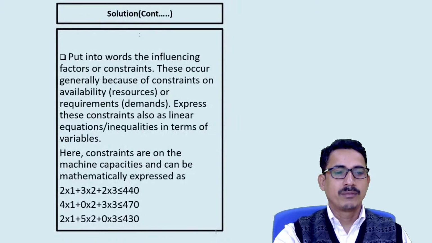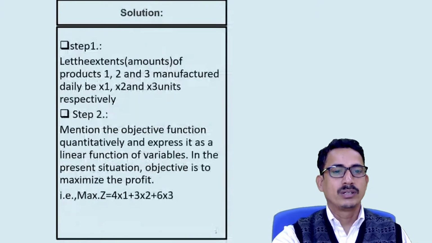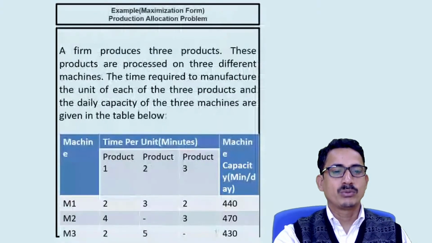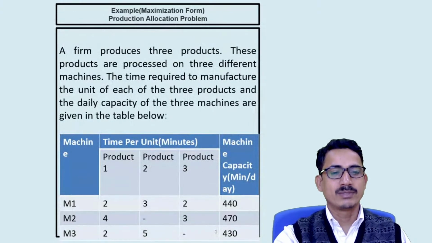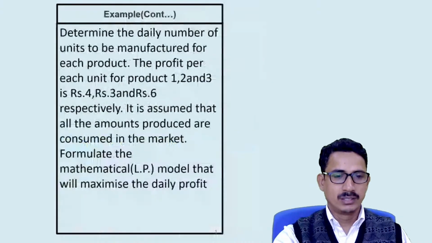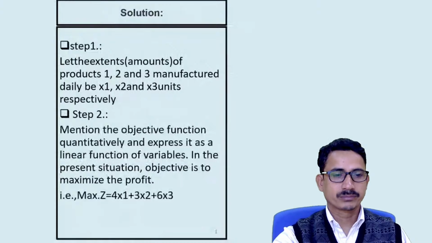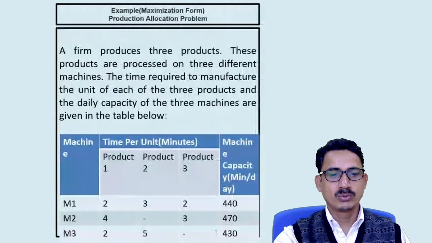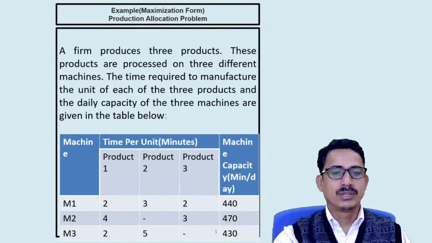Similarly 4x1 plus 0x2. Why 0x2? See this, because for product 2, machine 2 is not used. This value is given as a gap. Gap means you have to consider 0x2. Dash means 0, the coefficient is 0. Then plus 3x3 less than or equal to 470. And the last is 2x1 plus 5x2. Here again for product 3 you are not using machine 3. That is again 0. Wherever a blank or dash symbol is given, you have to treat that coefficient as 0. So less than or equal to 430.